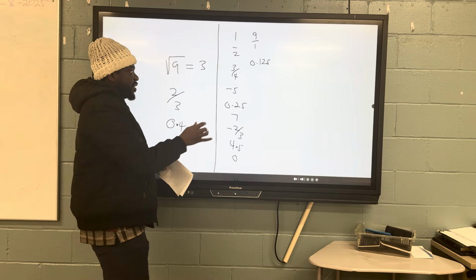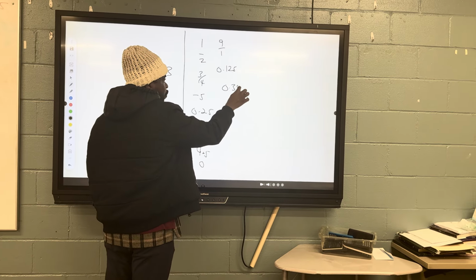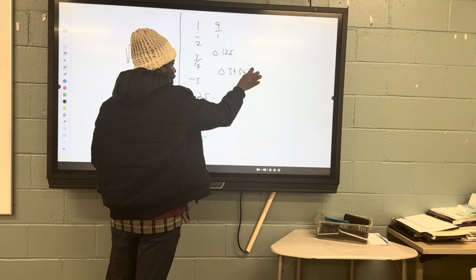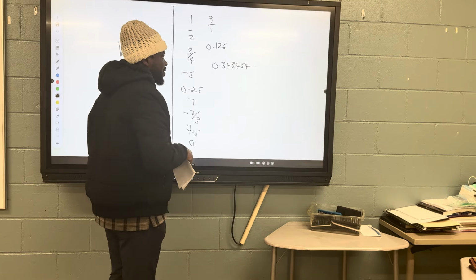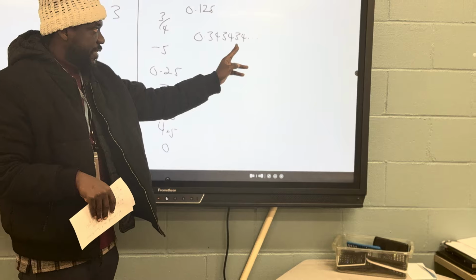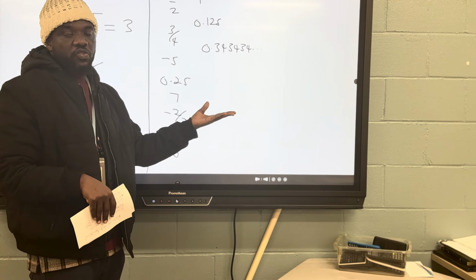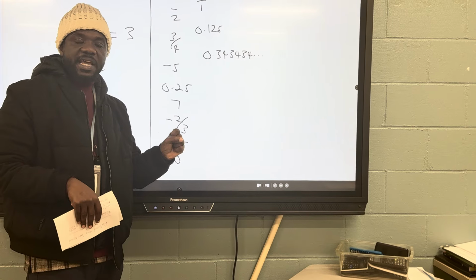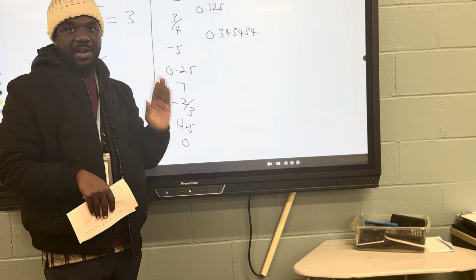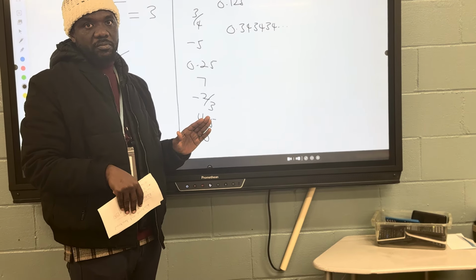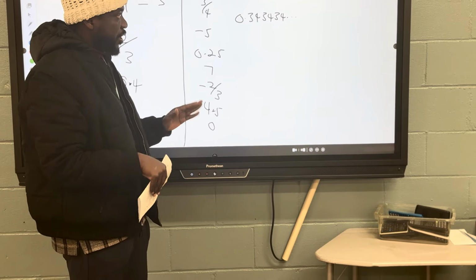So we can see if I write 0.343434, there is a repeating pattern. 34 is repeating, so it makes this one a rational number. In other words, repeating and terminating decimals are rational numbers. So these are examples of rational numbers.